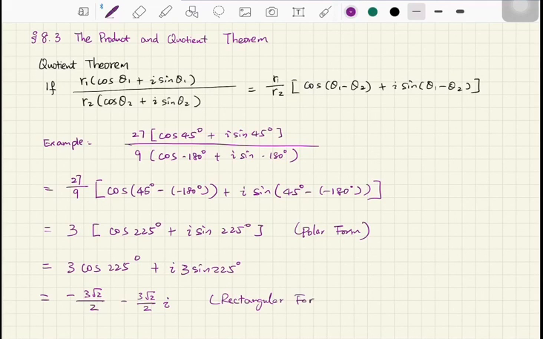So again, depending on what kind of answer the questions want, you can answer with the polar form if they're asking for that, or the rectangular form if they're asking for that.